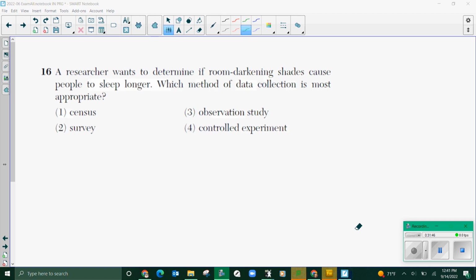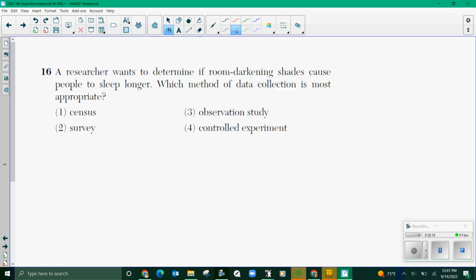Okay, it's weird to have 2 questions about collecting data that require you to use common sense. I think number 2 on this test, which is in the previous video of problems 1 through 8, was kind of the same deal where you just had to understand the situation, and this won't take long at all. Number 16 states, a researcher wants to determine if room darkening shades cause people to sleep longer. Which method of data collection is most appropriate?